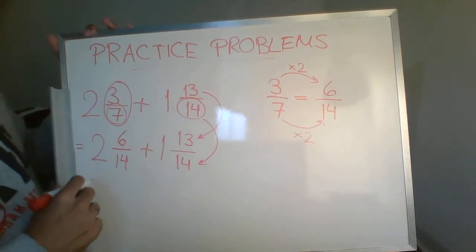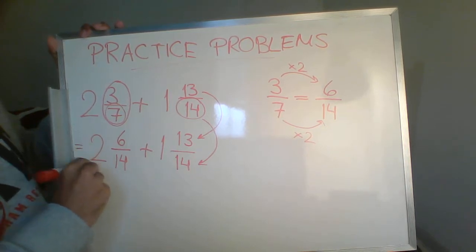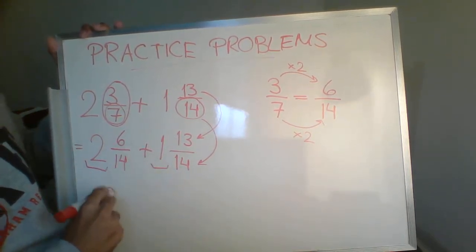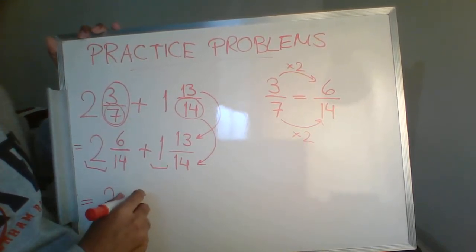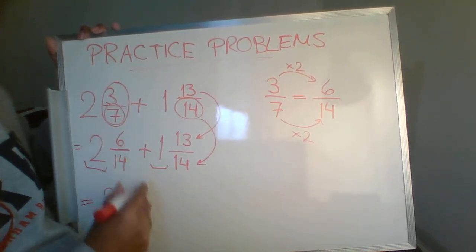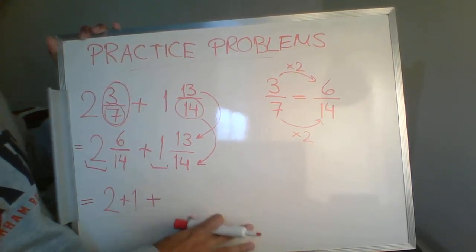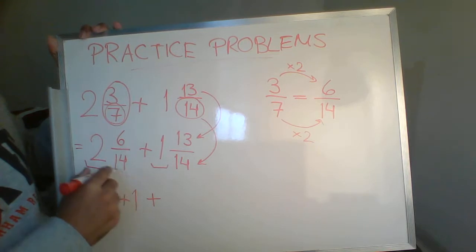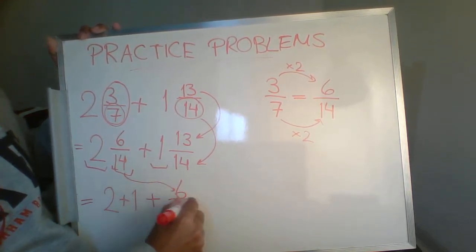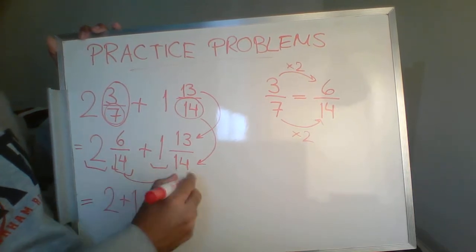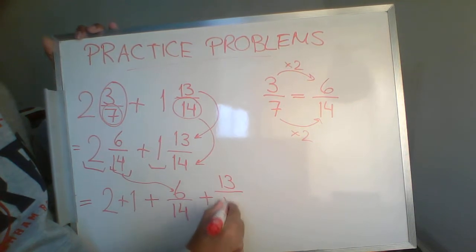Right, so now we want to add these together. If I want to deal with just the whole numbers first, that's going to be 2 plus 1, which we'll write down in the next line as 3. But so we've got 2 plus 1, and then we also want to deal with these fractions. So I'm just going to put the fractions over there and the whole numbers over here. So that's 6/14 that we have right here. It's going to go over here. So we've got 6/14, and then we've got this 13/14 as well.